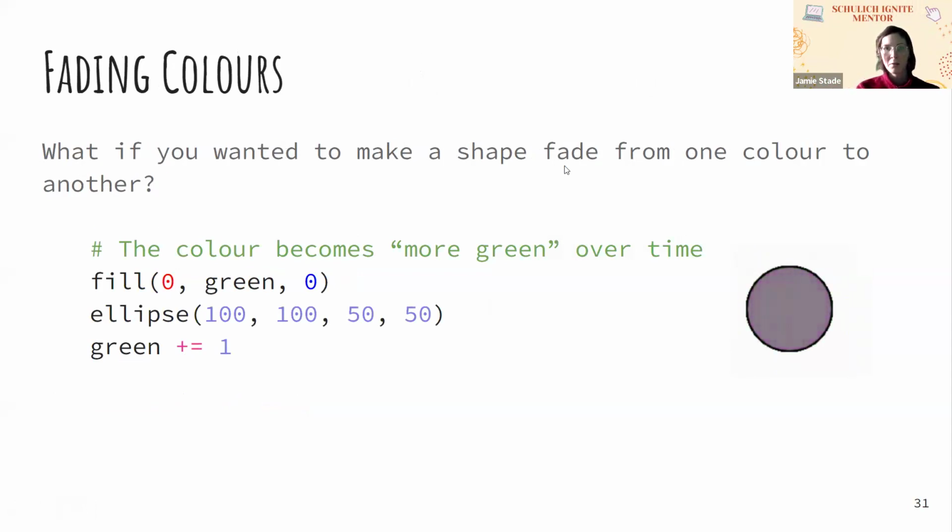So here's another thing about fading colors. If we want to make a shape fade from one color to another, we can do that by updating the variables we're using in our fill function here. Again, we did this with red and blue in the previous exercise. But here's an example where we use green. If we start with green equal to 0, and then slowly increase the value of green, the color will slowly fade to green over time.